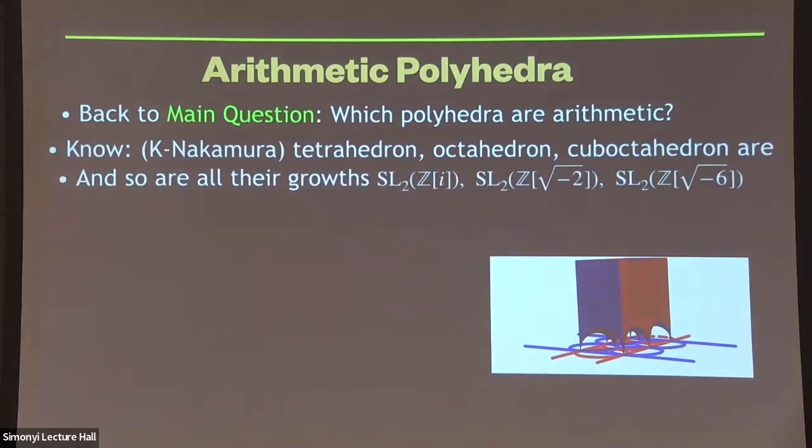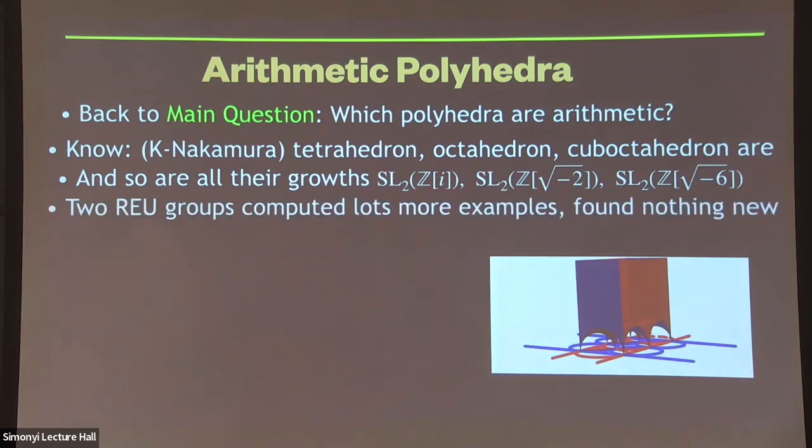So again, with Nakamura, we found that the tetrahedron, octahedron, and cuboctahedron are, as are all of their growths. The commensurability classes, these are all going to be commensurable to Bianchi groups. So they have discriminant -1, -2, and -6.